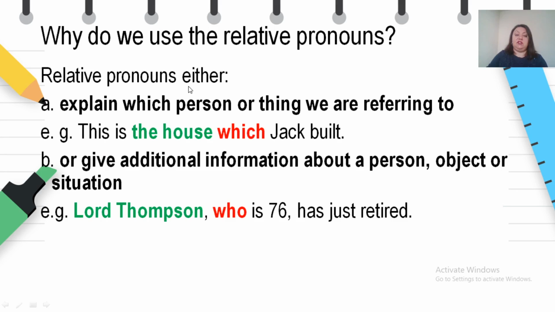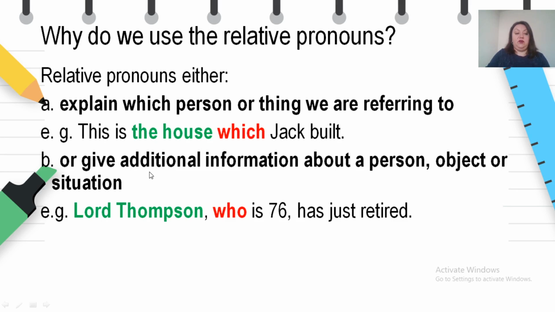Relative pronouns either explain which person or thing we are referring to, like in this example, this is the house which Jack built. The noun house is explained by the relative pronoun which. And in this sentence, it's clear that not any house, but the house which Jack built is referred to.